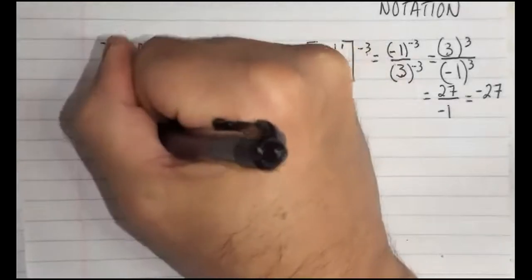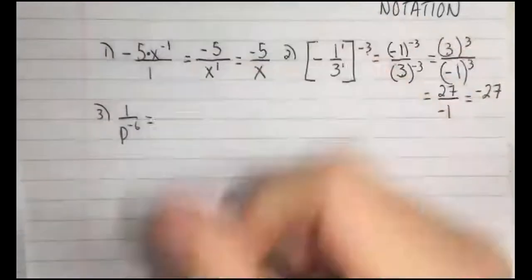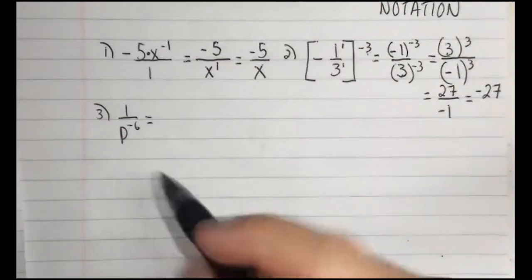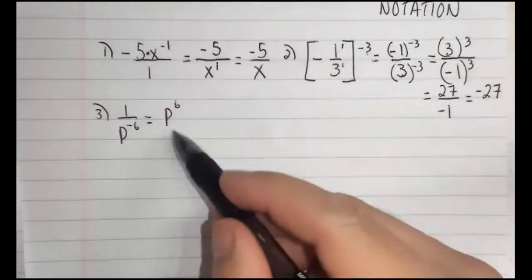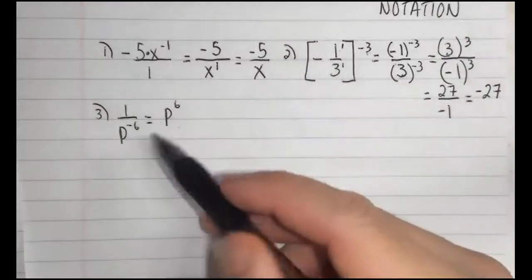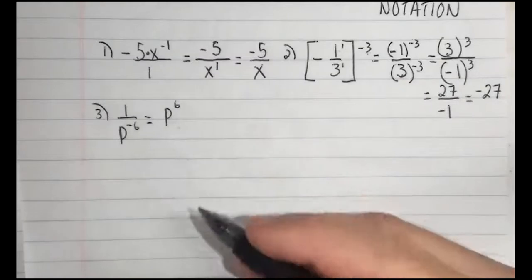This one's not that hard. If you notice the negative exponents in my denominator, I can't leave negative exponents, so it would move up to my numerator and be p to the 6. Yes, technically there's a 1 underneath there, but we don't write that in. So it just becomes p to the +6. It moves up and becomes positive.